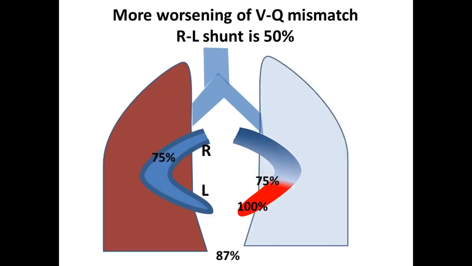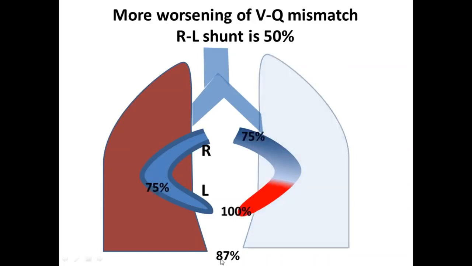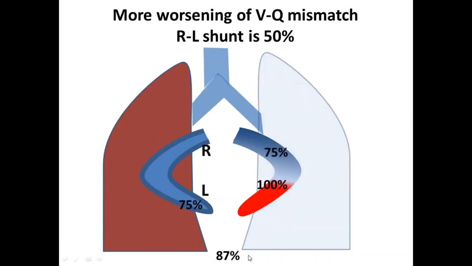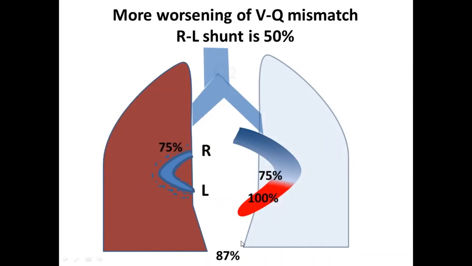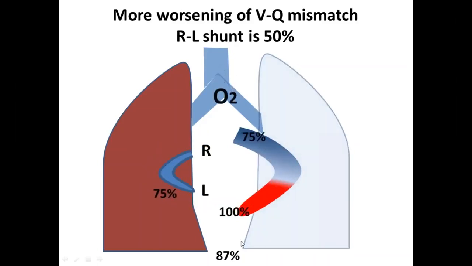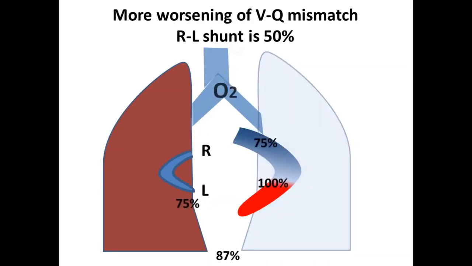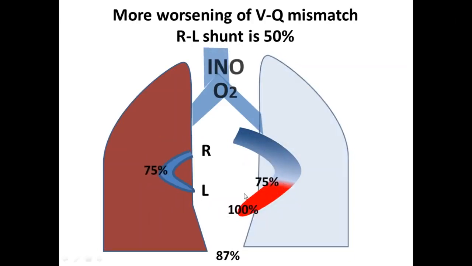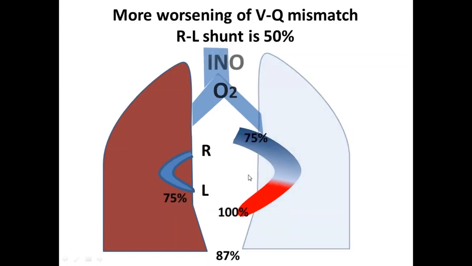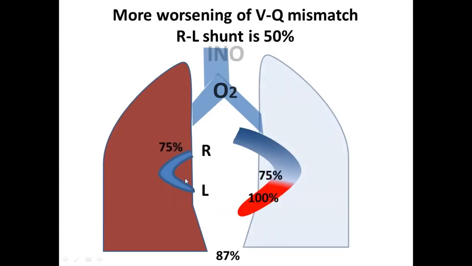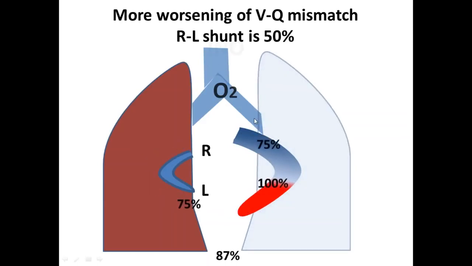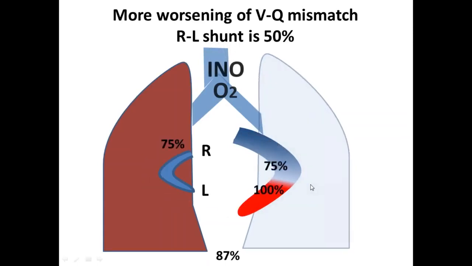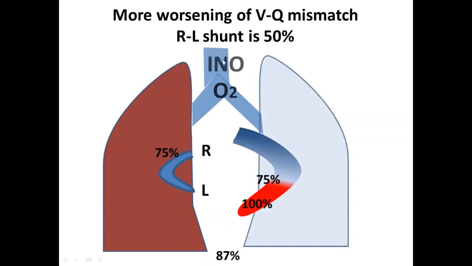So we have a mean saturation in the arterial blood around 87%. If you give oxygen to this infant, what will happen to his saturation? Nothing, no improvement, because the blood in the healthy lung is already fully saturated, and there is no ventilation on the other lung. But as a compensatory mechanism, the blood vessels on the affected lung will constrict to move more blood to the normal lung. That's a compensatory mechanism. What about if you gave nitric oxide in this case?